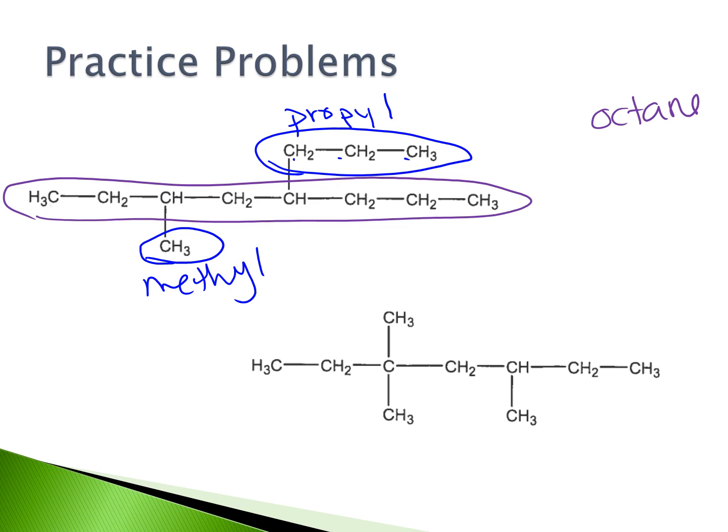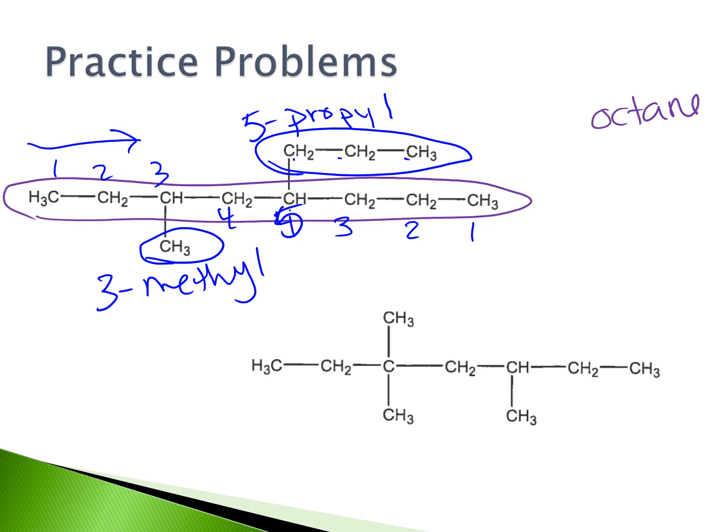Okay, now you have to figure out what direction the branch comes from first. If I count my carbons, it's 1, 2, 3. So I get to my first branch at number 3. Whereas if I go from this direction, I get 1, 2, 3, 4. So the 3 direction gets me there faster. So I know that this is going to be 3-methyl, and this is going to be 4. So this is 5. So 5-propyl.